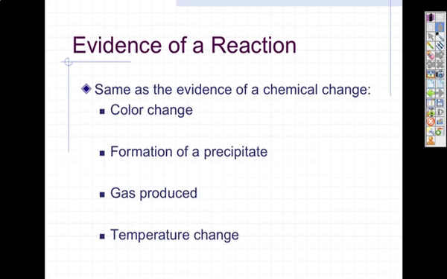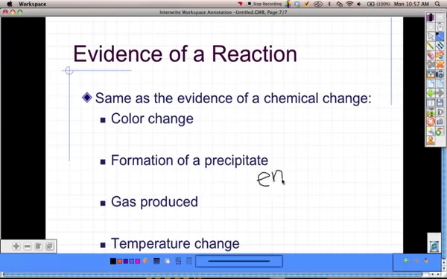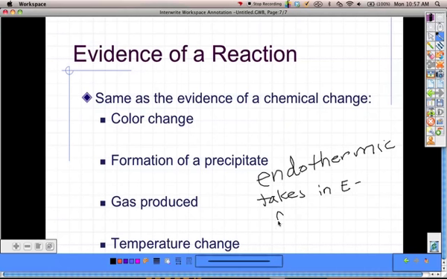Temperature changes as well. There's two types of temperature changes. We have endothermic, which takes in energy, which means it feels cold if you're to touch it. And we have exothermic, which gives off energy, so it's going to feel hot.